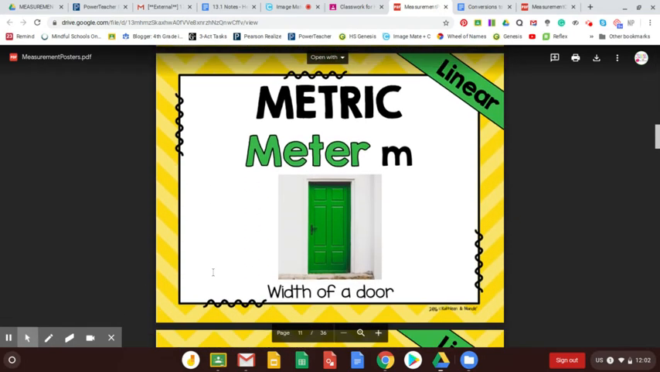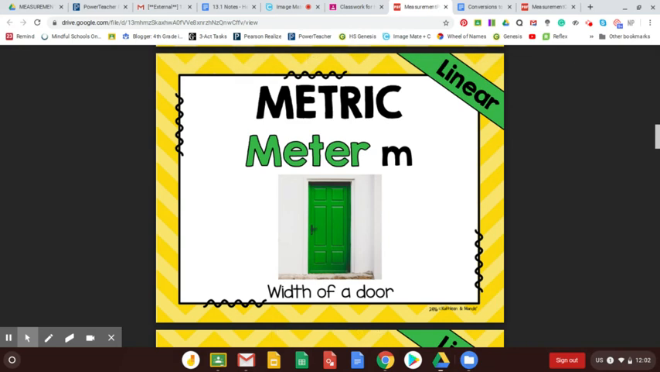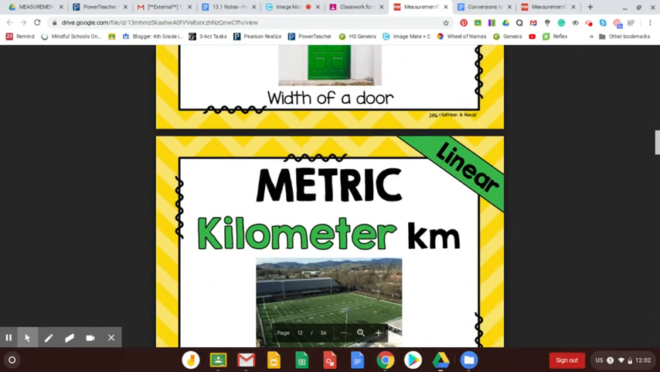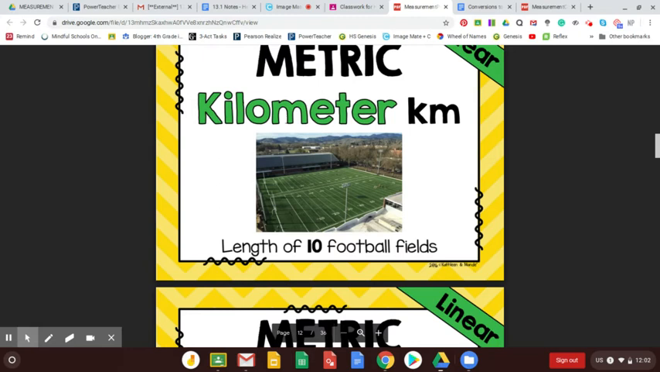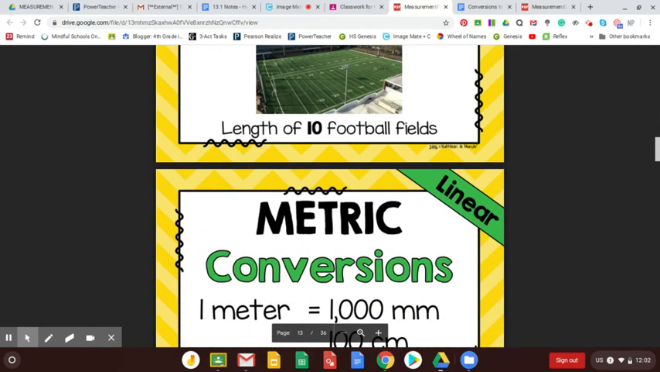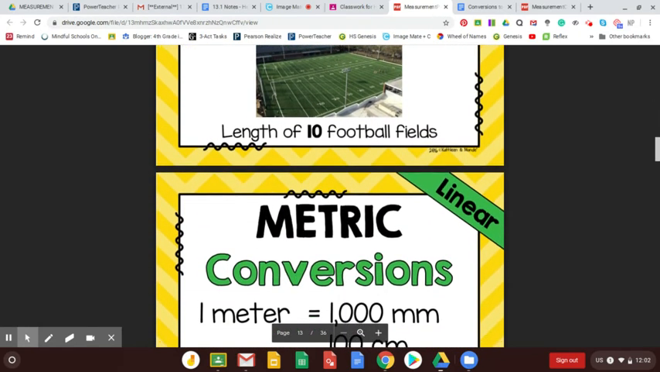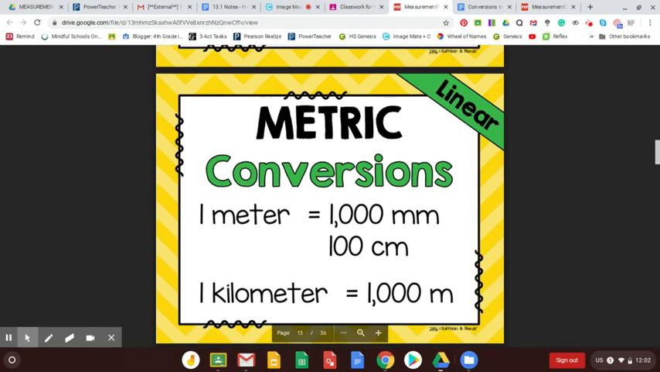All right, so a meter is about the width of a door. So a meter is very similar to a yard. That's why in school we have meter sticks and yardsticks, and they're almost identical. One's just a little bit bigger than the other. We also have the largest unit of linear measure in the metric system, the kilometer. Its abbreviation is km, and it's the length of 10 football fields. So very similar to customary measurement, just a little bit off. We're just talking estimates here.